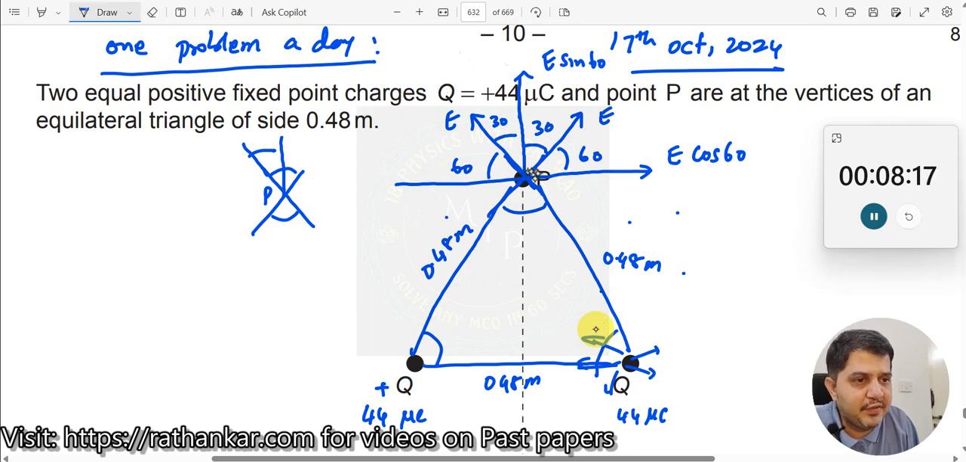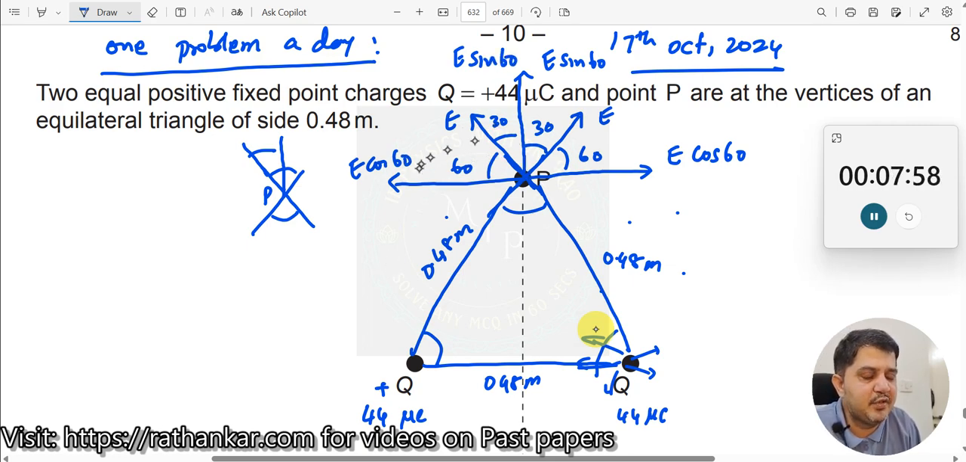Now, I'll try to do it for this also. So, this is your vector E. Along this direction, this will be E sin 60. Or first, I'll write here. This vector E along this direction is E cos 60. Under this direction is E sin 60.